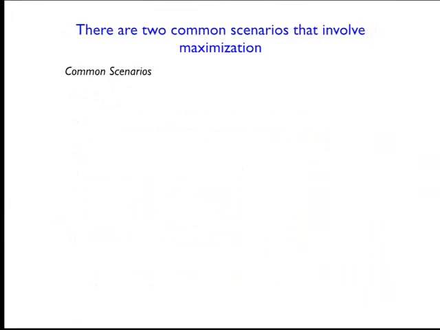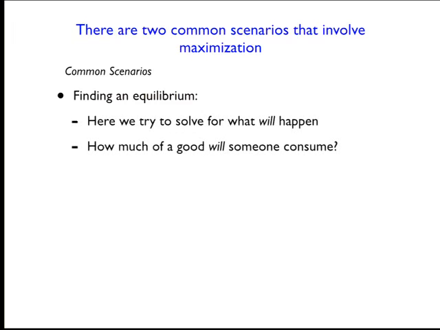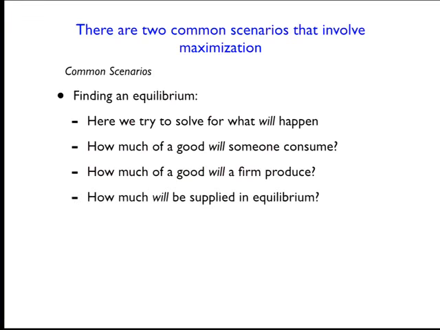Okay, so there are really two common scenarios in this course that are going to involve maximization. The first one is finding an equilibrium. This is, as I said, essentially the positive question. This is where we're trying to describe what would happen or what will happen in the market. For example, we might be thinking about how much of a good somebody will consume, or how much of a good a firm will produce, or how much of that good will be supplied in equilibrium. So that's the first broad category of problems.